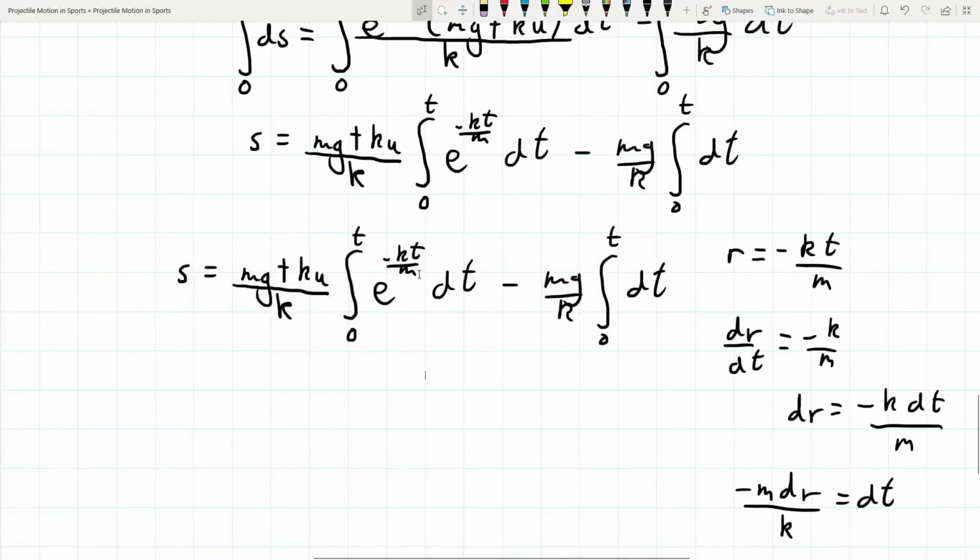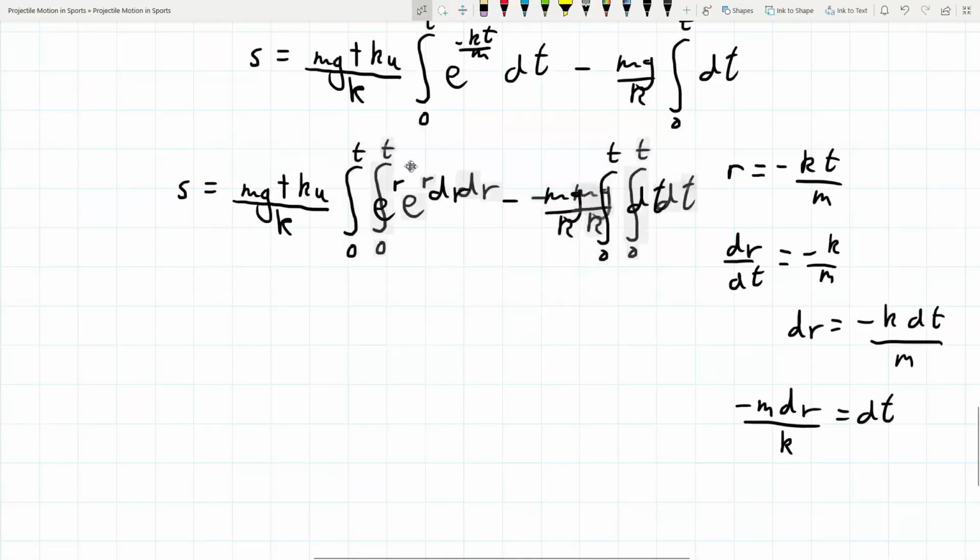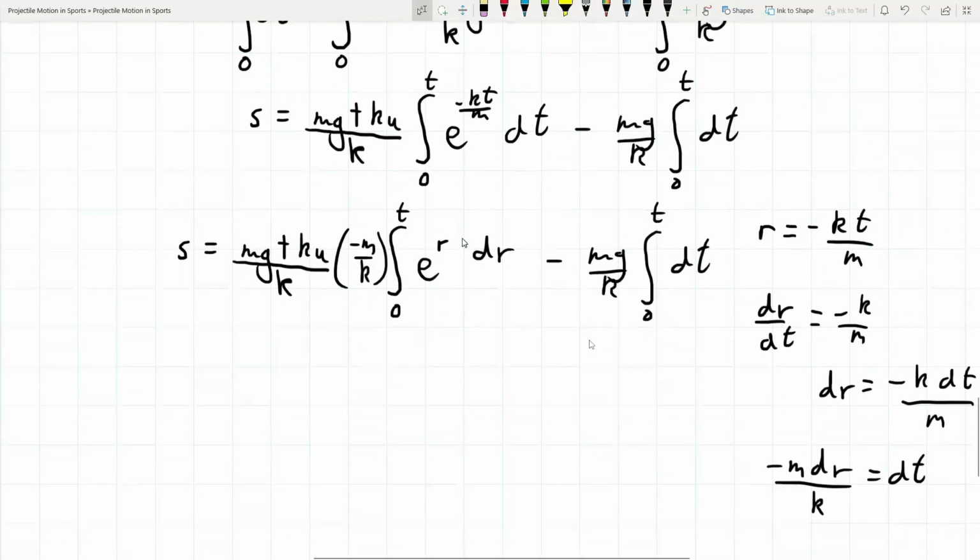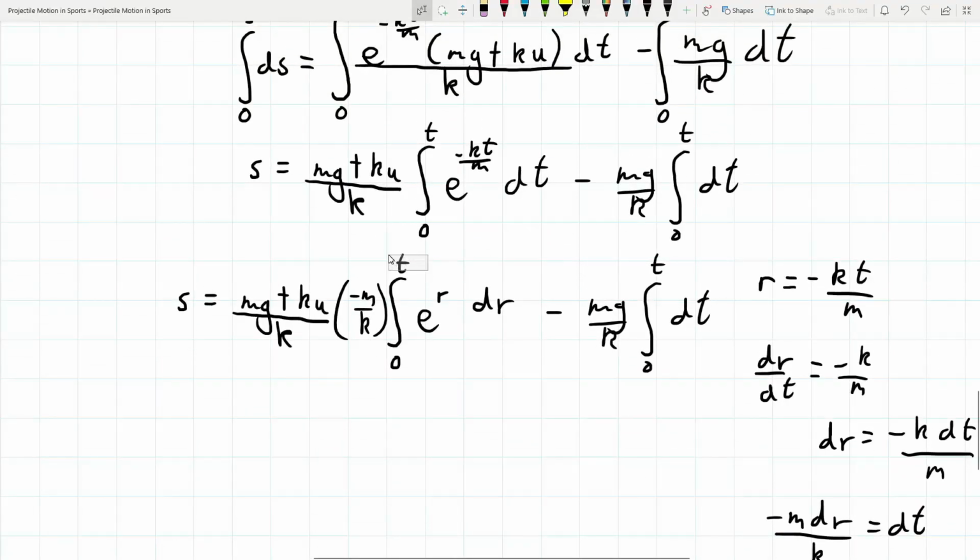We're not going to have e to the minus kt over m, we're going to have e to the r. So we can replace this with r, and dt we're going to replace with minus m dr over k. So we can say this is going to be dr. And then remember, the minus m over k is a constant, so we can put that out the front as well. Okay. And then the limits are going to be different as well. So we're not going to have t, and we're not going to have 0. Instead, we're going to have to plug in t and 0 into this. So we get minus kt over m, and then 0 here, because when you plug 0 into t here, r is equal to 0.